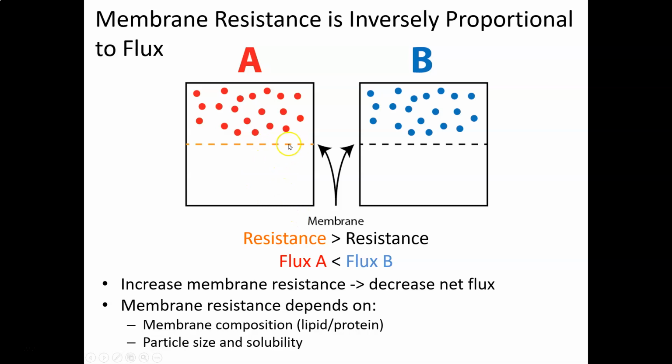And as we increase the membrane resistance, that decreases the net flux, right? So on A, we've increased the resistance, and that's going to cause less particles to appear at the bottom. So we're decreasing the flux.